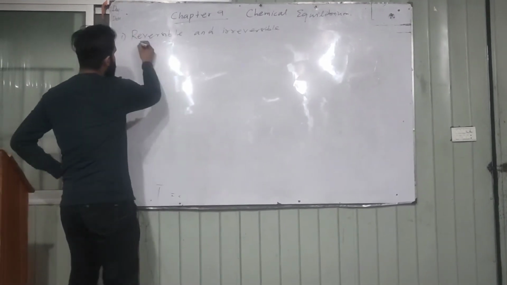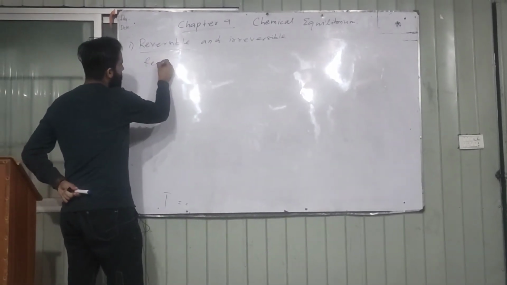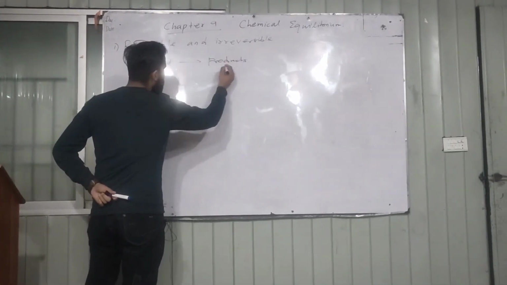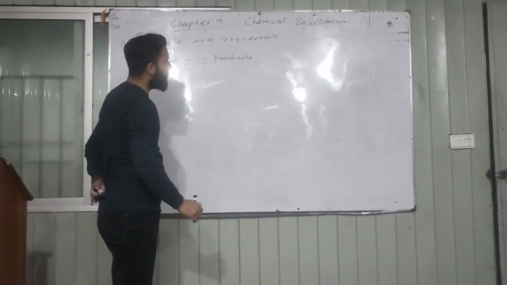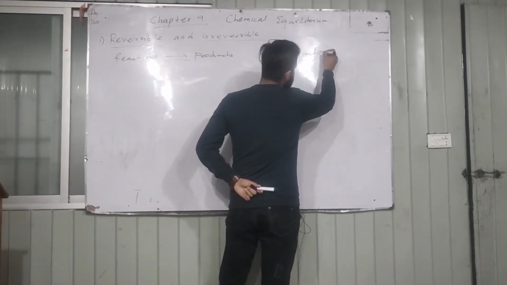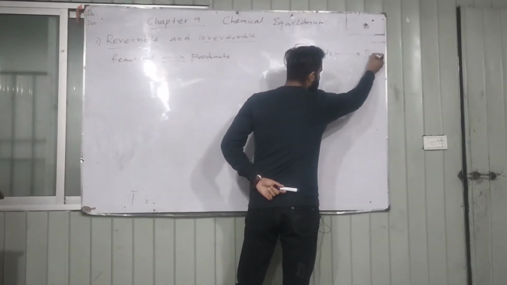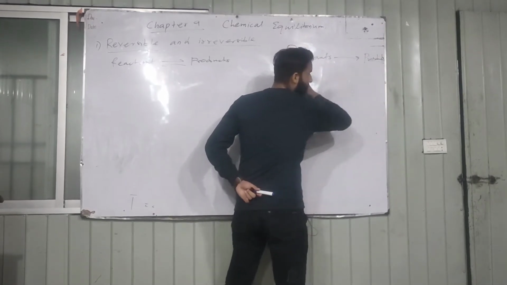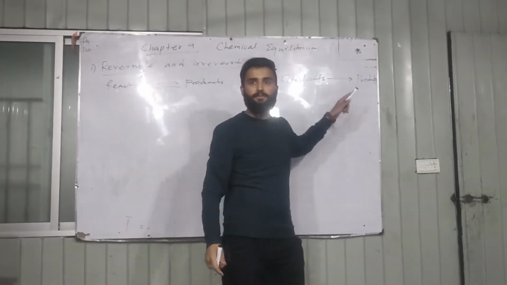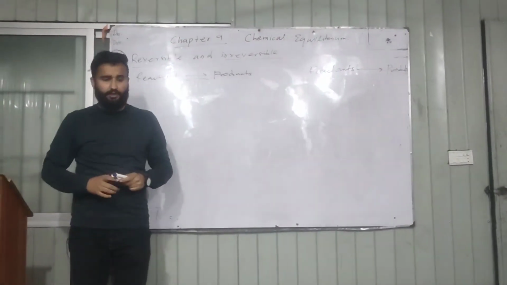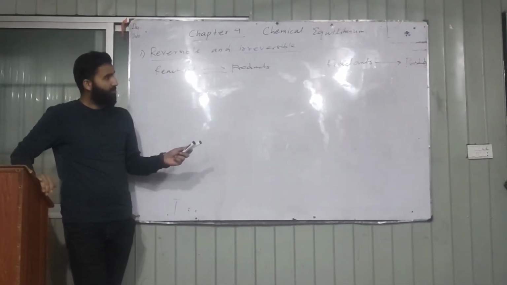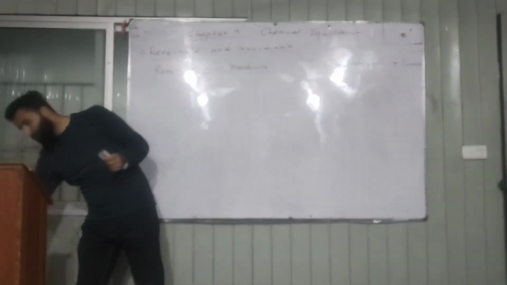So what are reversible reactions? Reactants are being converted into products and products are also being converted into reactants. On the other hand, irreversible reactions are those reactions in which only reactants are converted into products. They never get back to become reactants. Clear? So I will give some differences between reversible reactions and irreversible reactions here on the whiteboard.